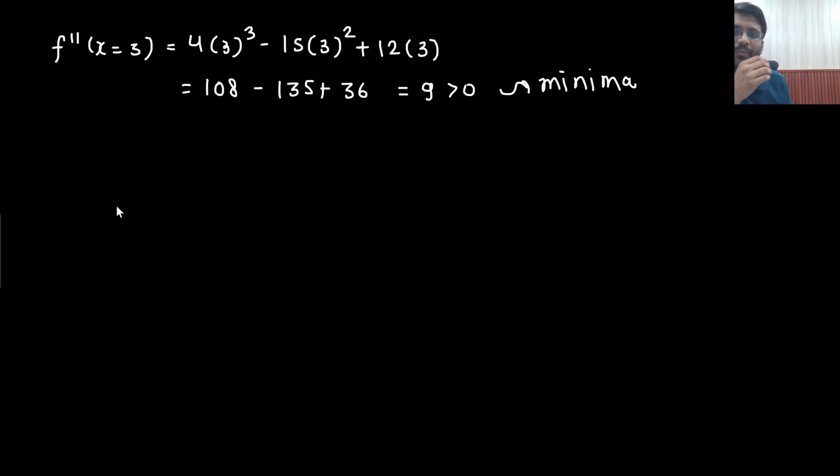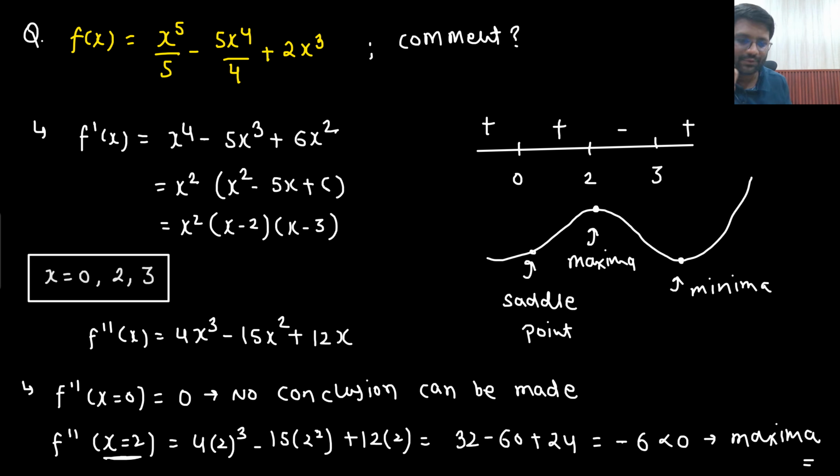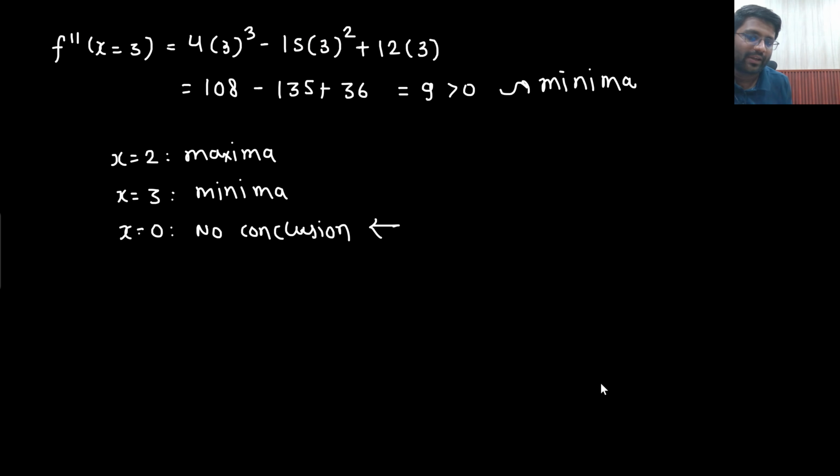Right? So it is the point of minima. So from here, what you got to know is that x equals 2 is the point of a maxima. At x equals 3, it is the point of a minima. X equals 0, no conclusion. Although we know that x equals 0 is a saddle point, as of now you cannot make any conclusion.